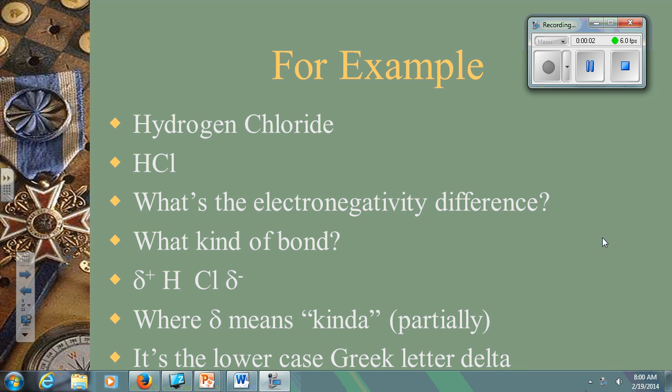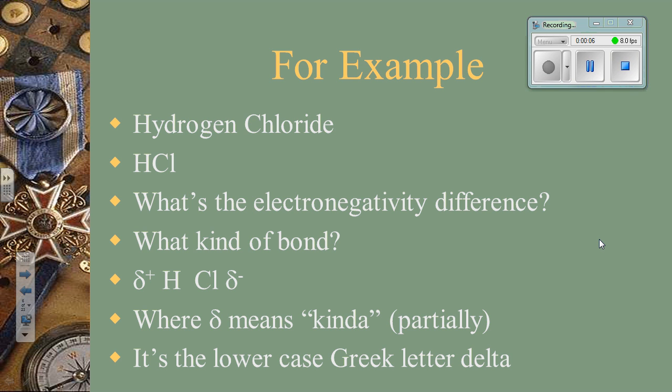In part one of the videos, we talked about the different kinds of bonds: ionic, covalent, and polar covalent. We left off with an example of hydrogen chloride. Hydrogen chloride is HCl. Chlorine's electronegativity is greater than hydrogen's, so chlorine will pull electrons more tightly. So this symbol here means it's kind of negative because it has more electrons more often than hydrogen does, and kind of positive on the hydrogen end.